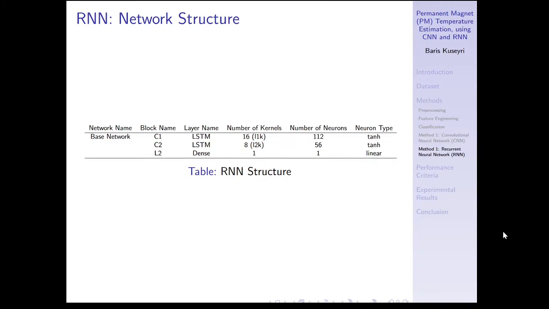Here is the structure of my recurrent neural network. As can be seen, my base network has 3 layers. The first 2 are long short-term memory layers, and the last one is a dense layer. Again, here I have chosen the number of kernels of the long short-term memory layers as variables, which I altered to achieve a better performance.